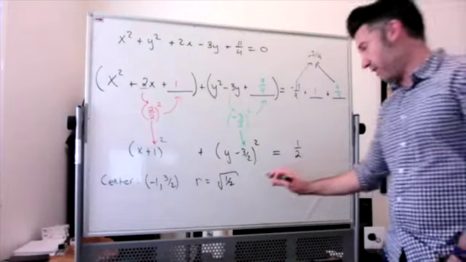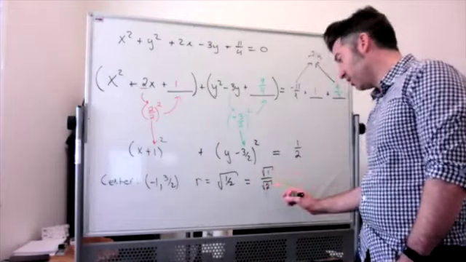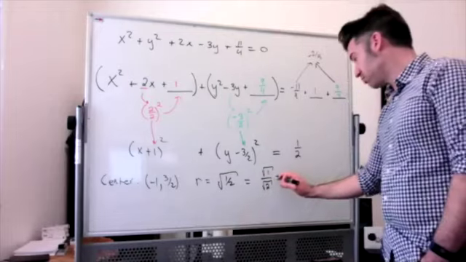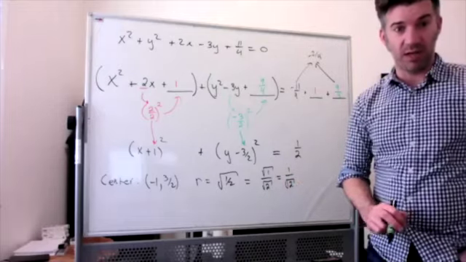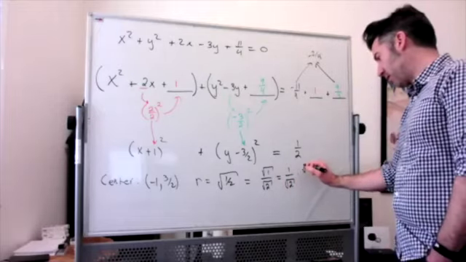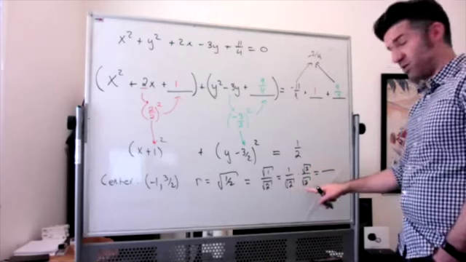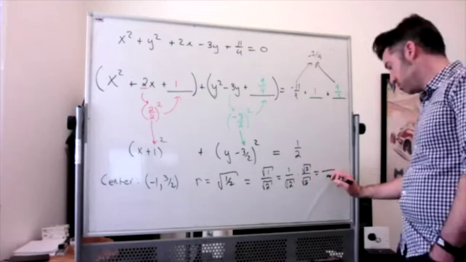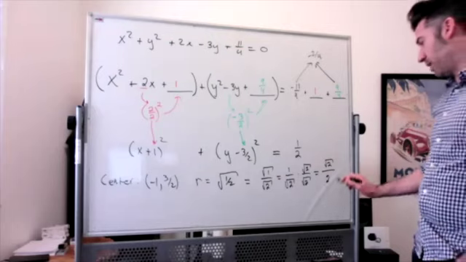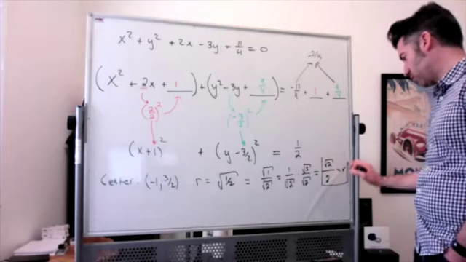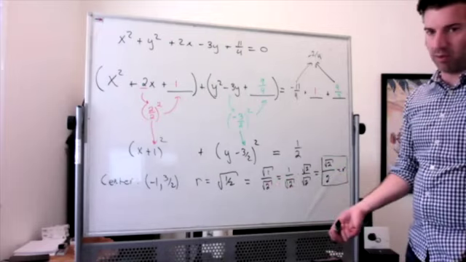So if you have a square root of a fraction, you can say that's the square root of 1 divided by the square root of 2. The square root of 1 is just 1. But then I don't want to have an irrational number in the denominator. So I multiply the top and the bottom by the square root of 2. The square root of 2 times the square root of 2 is just 2. And 1 times the square root of 2 is the square root of 2. So we might write that the radius is the square root of 2 over 2, instead of writing the square root of 1/2. Either way is probably fine.